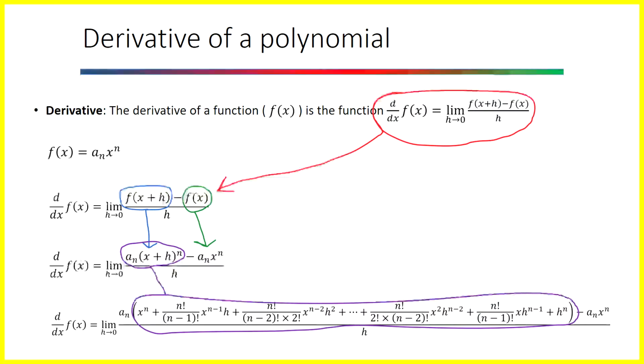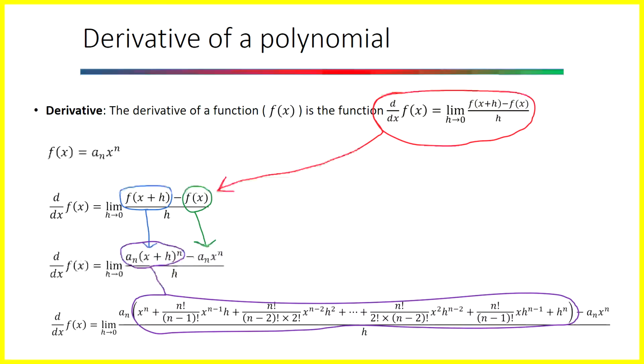we'll get the formula x^n + n!/(n-1)! x^(n-1) h + n!/((n-2)! 2!) x^(n-2) h^2 + ... + n!/(2! (n-2)!) x^2 h^(n-2) + n!/(n-1)! x h^(n-1) + h^n. Now this may look a bit complex, but it actually simplifies pretty easily.